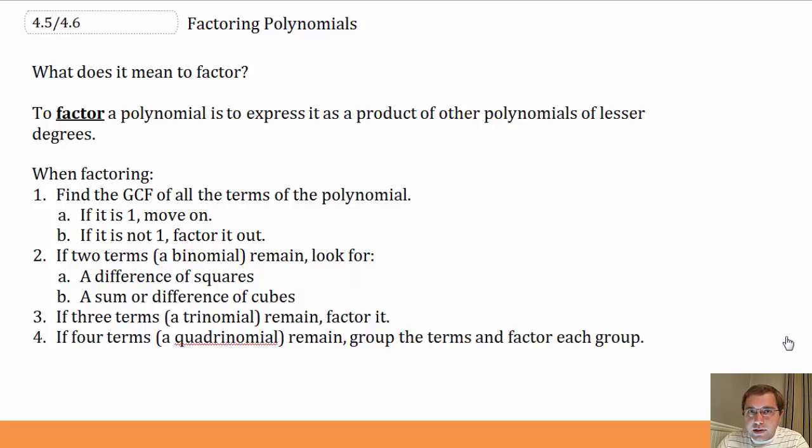If what remains is two terms, a binomial, then we want to look for either a difference of squares or a sum or difference of cubes, and we'll see examples of both of those. If instead it's a trinomial, 3 terms, then we can factor that, and I'll remind you how to do it because you've done it before. If it's 4 terms, what we might call a quadrinomial, then we can go 2 and 2 or 3 and 1, and then factor each group and go from there. So all I'm going to do in the rest of the video is a bajillion examples, exactly 15.